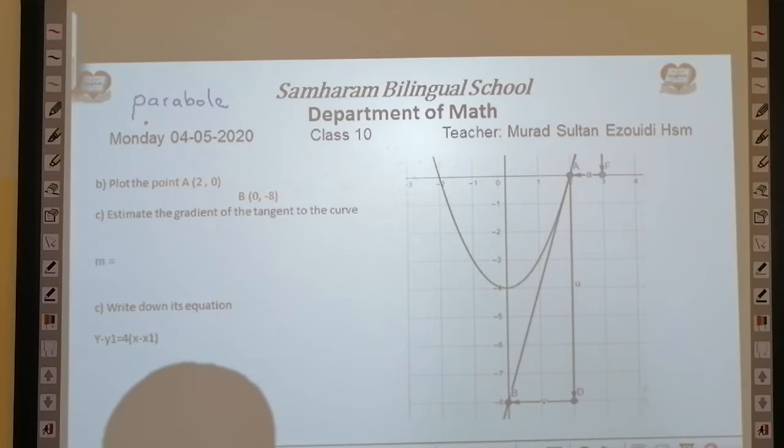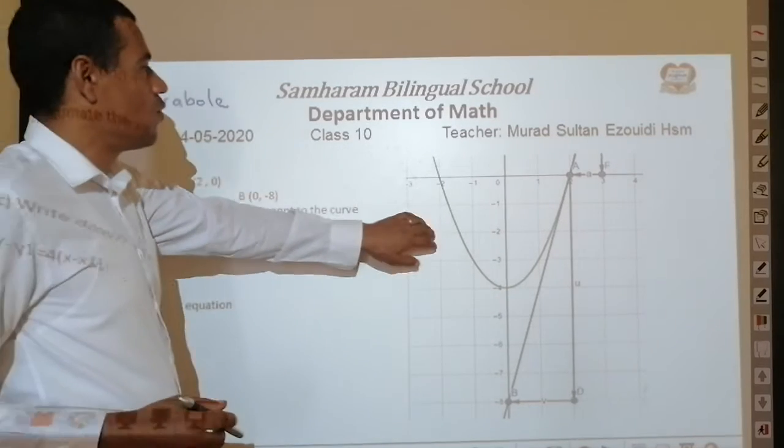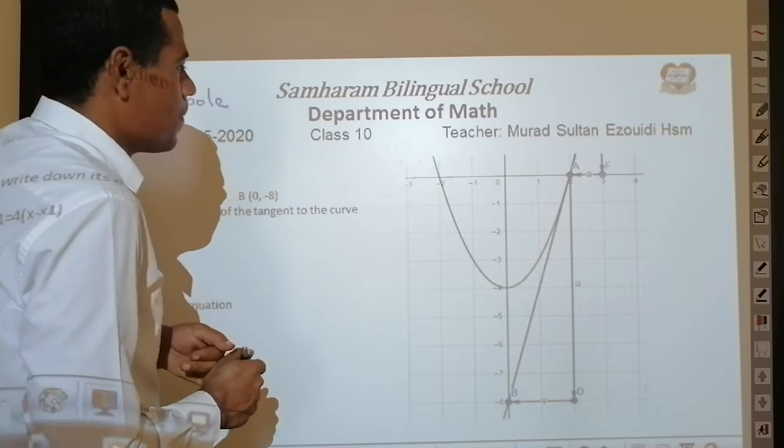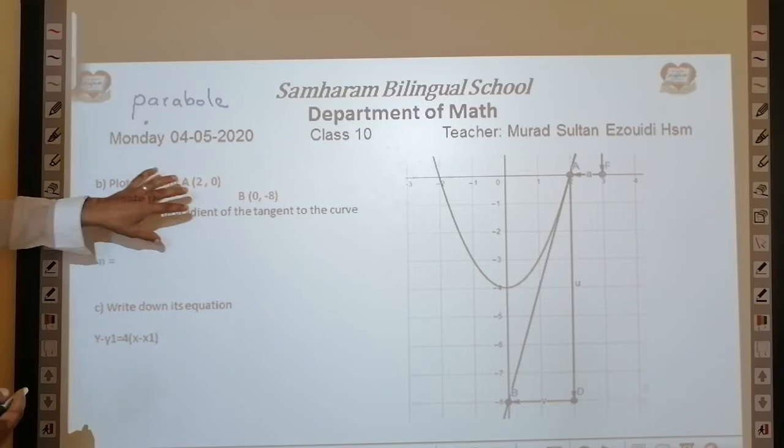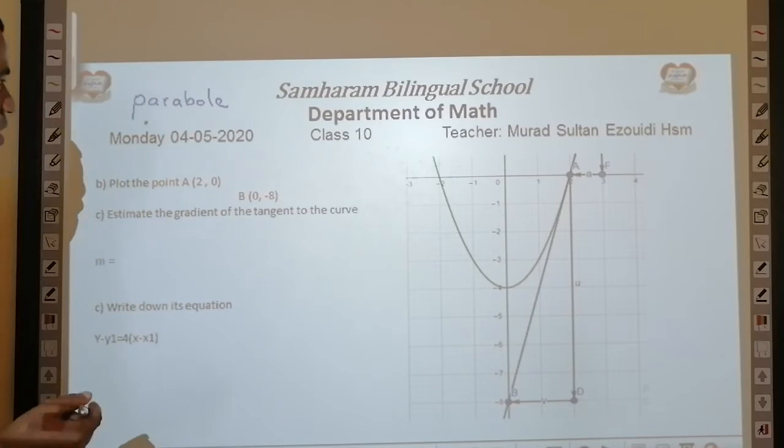We are told we have a parabola of equation y equals ax squared plus bx plus c. Now we need to find a, b, and c. This is the graph of my equation.